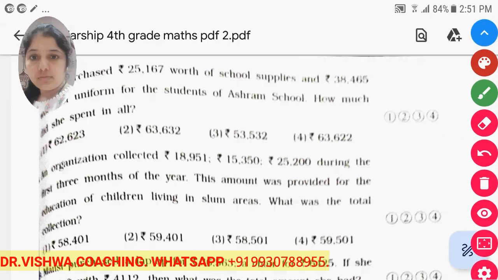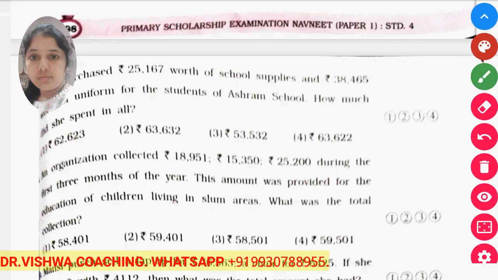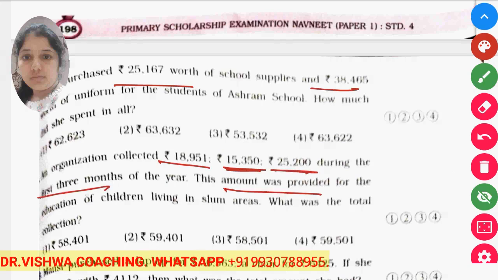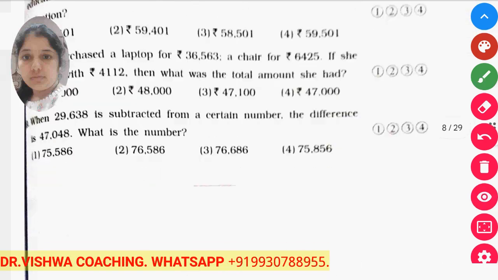Sujata purchased 25,167 worth of school supplies and 38,465 worth of uniform for the students of the ashram. How much did she spend? Again you have to add both figures. You will get your answer. An organization collected 18,951 rupees, then 15,350 rupees, 25,200 rupees during the first 3 months of the year. The amount was provided for the slum area children, and what was the total collection? Again add all the three. Okay, so these are the simple word problems. You all can add on your own, so no need to explain.